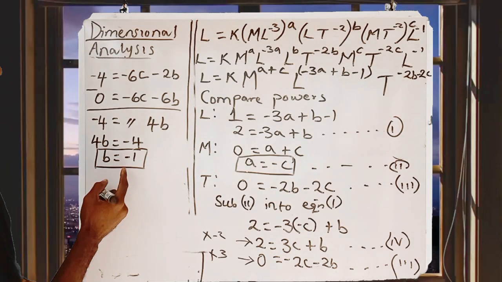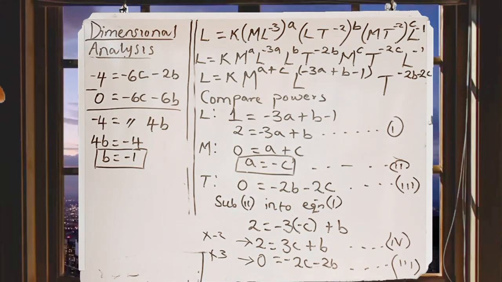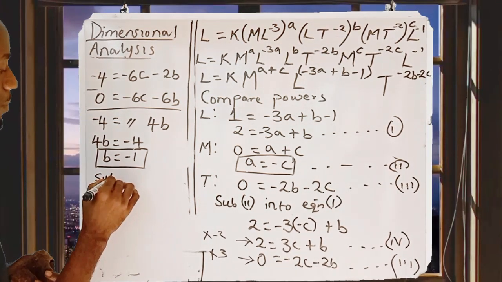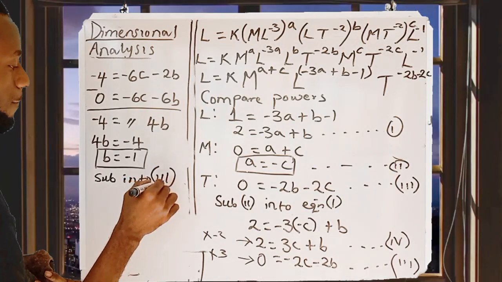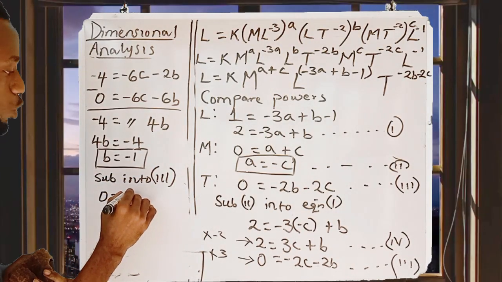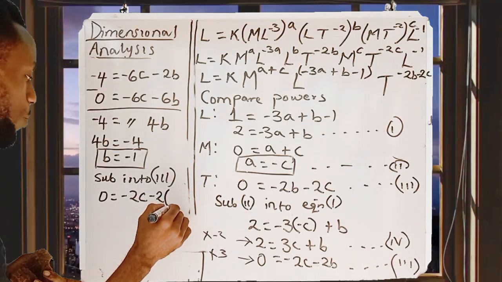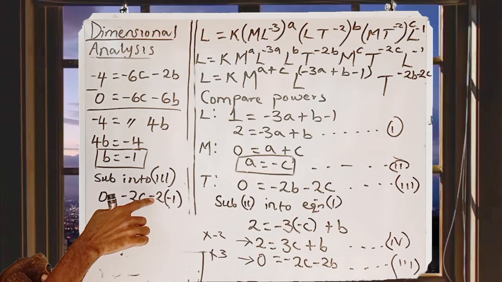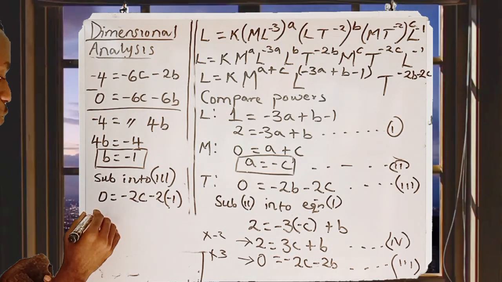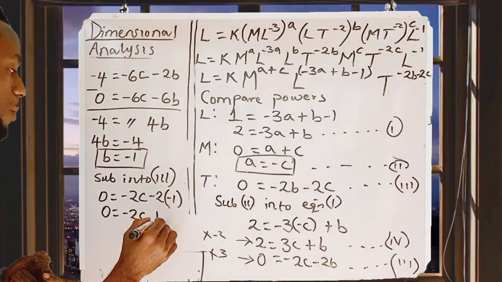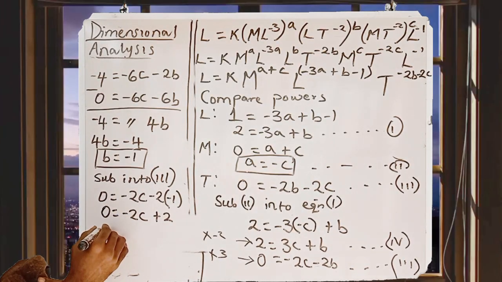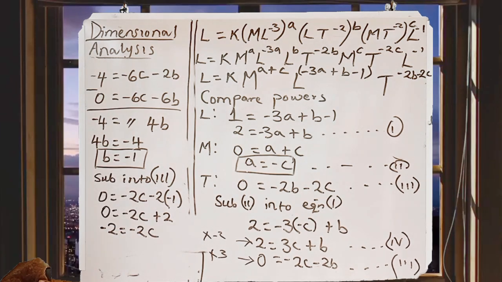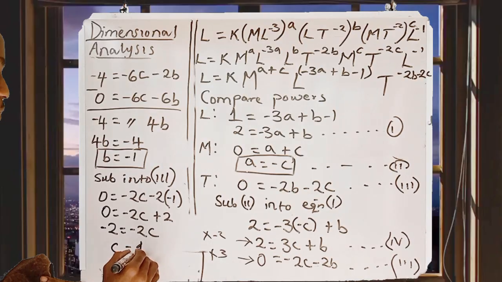So if we have the value of b now, we can quickly insert it anywhere to get c, right? So I would like to insert it here, so sub into 3. Since 0 was equal to minus 2c minus 2 open bracket, the b has been confirmed to be minus 1. So what does this give us? Minus 2 times minus 1 is plus 2. So 0 equals minus 2c plus 2. With this moving over, minus 2 becomes equal to minus 2c. If you now divide both sides by minus 2, your c becomes equal to 1.